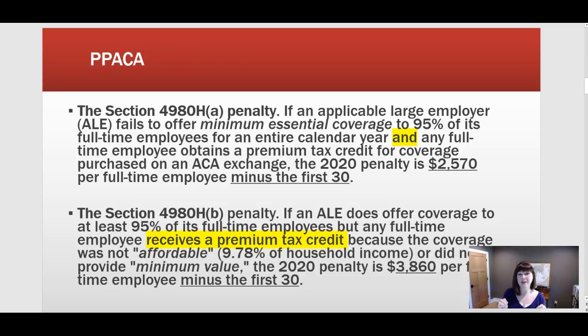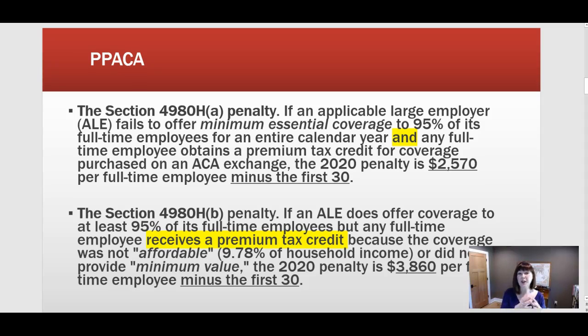So this is the employer mandate. Okay, these are the two different pieces of the employer mandate. So the first one that you see here is that the employer must offer that minimum essential coverage to 95% of its full-time employees for the entire calendar year, and a full-time employee obtains a premium tax credit for coverage purchased on an Affordable Care Act exchange.